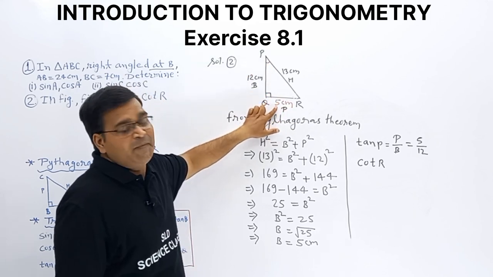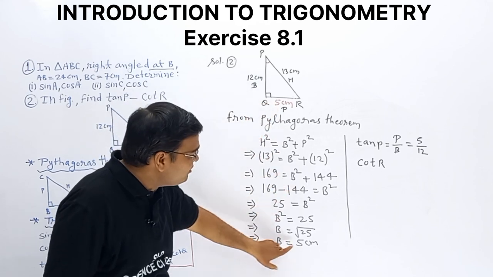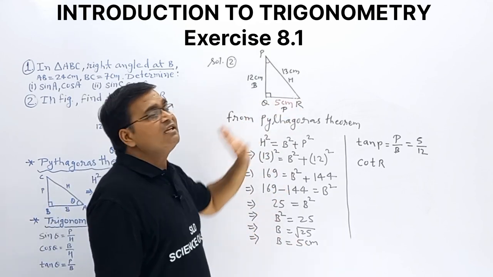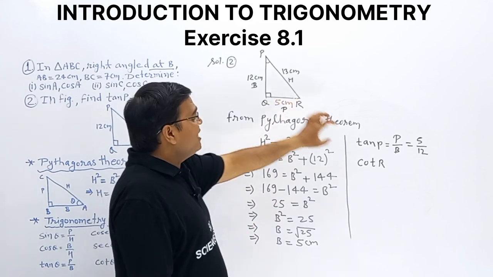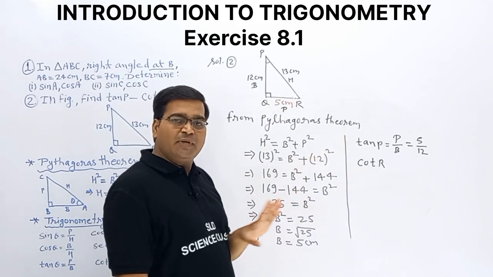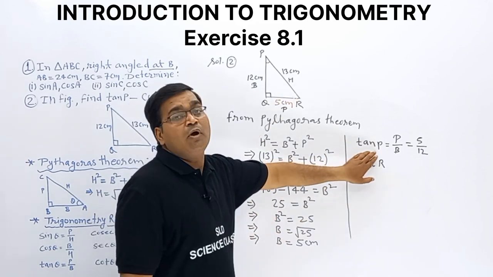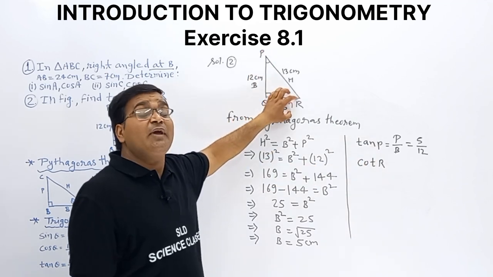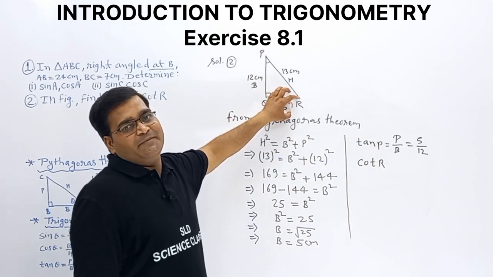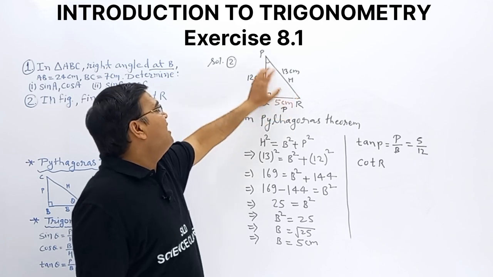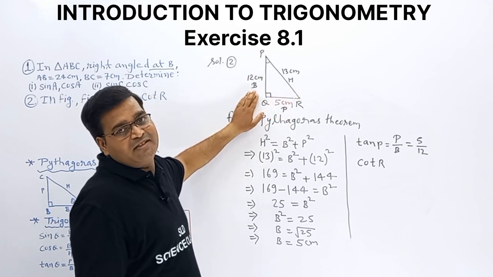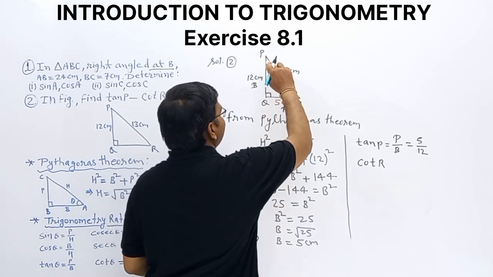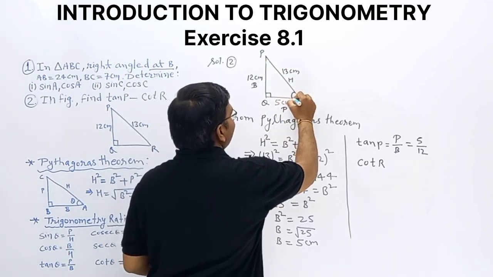In this solution we have base equal to 5 centimeter. Why? We considered R as an acute angle, but tangent P equals perpendicular upon base, that's okay. So P will be the acute angle of reference. Then this base is going to change where? It will be perpendicular, and its adjacent will be base.